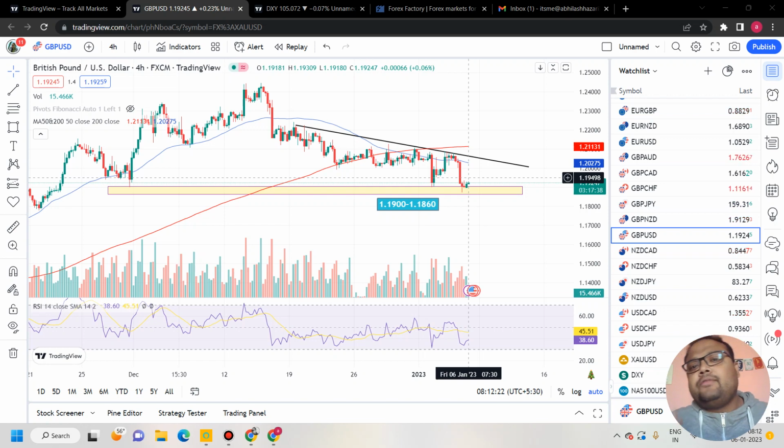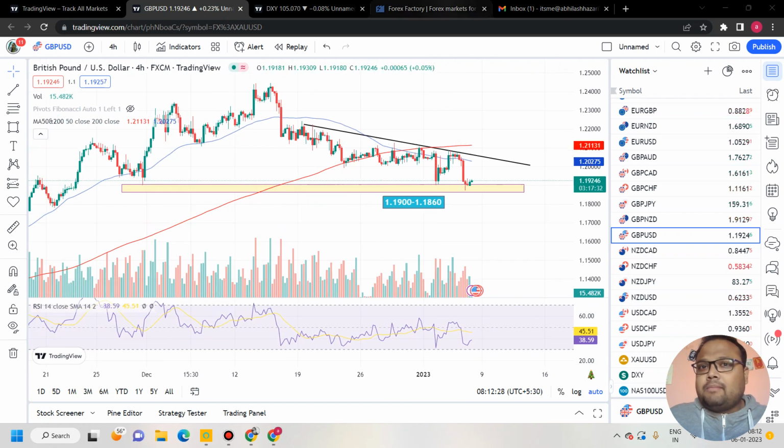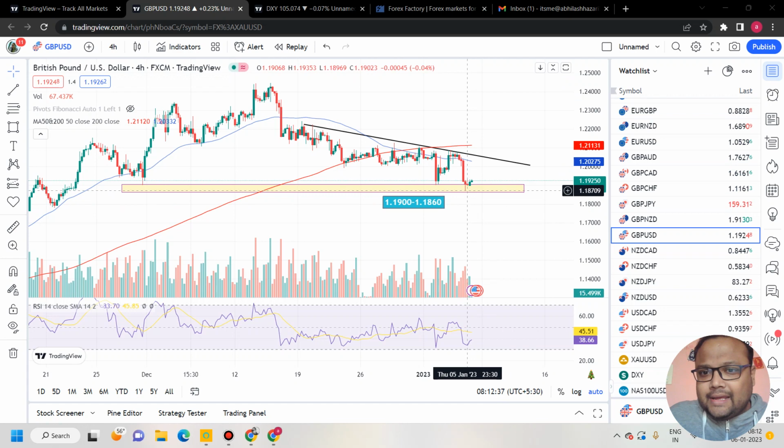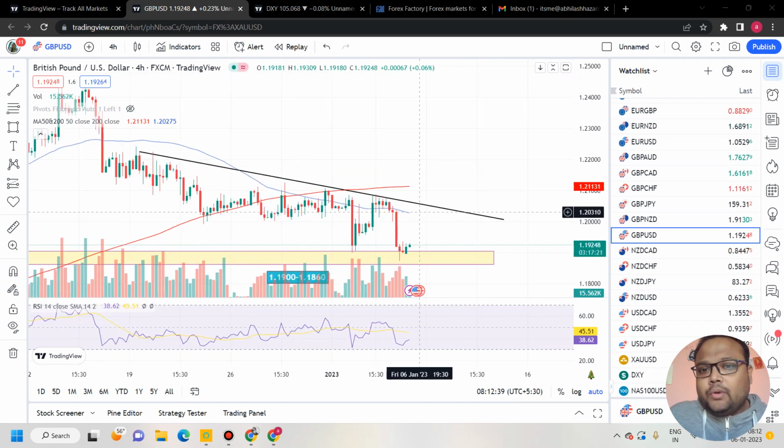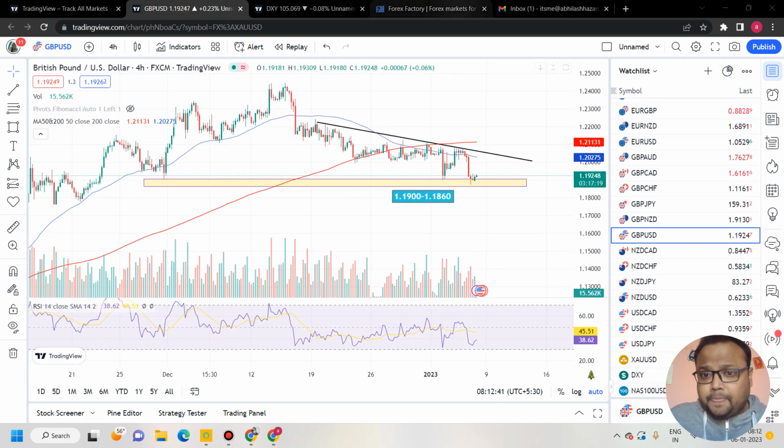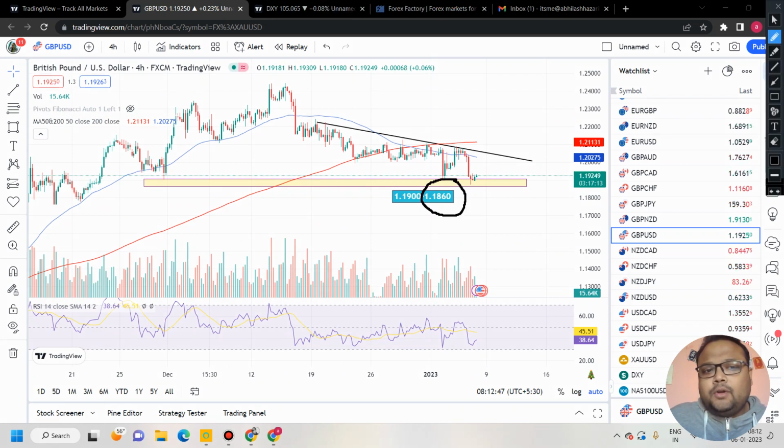But if you're looking for a fresh position on the chart of GBPUSD particularly, then I'll say that you should wait for the market either to break this level or to hit this level here. Because if the market breaks the 1.1860 level, then you'll get a good selling opportunity and you can take a sell position here.